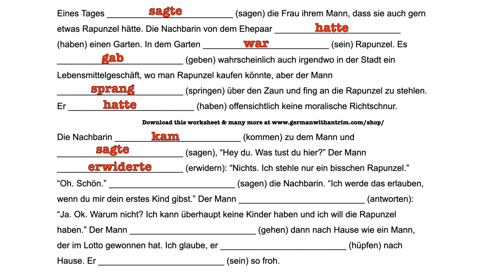Oh, schön. Oh, great, says the neighbor. In this case, again, we have said, same form, same person that's saying it, so we again have sagte die Nachbarin, said the neighbor. Ich werde das erlauben, wenn du mir dein erstes Kind gibst. I will allow this if you give me your first child.